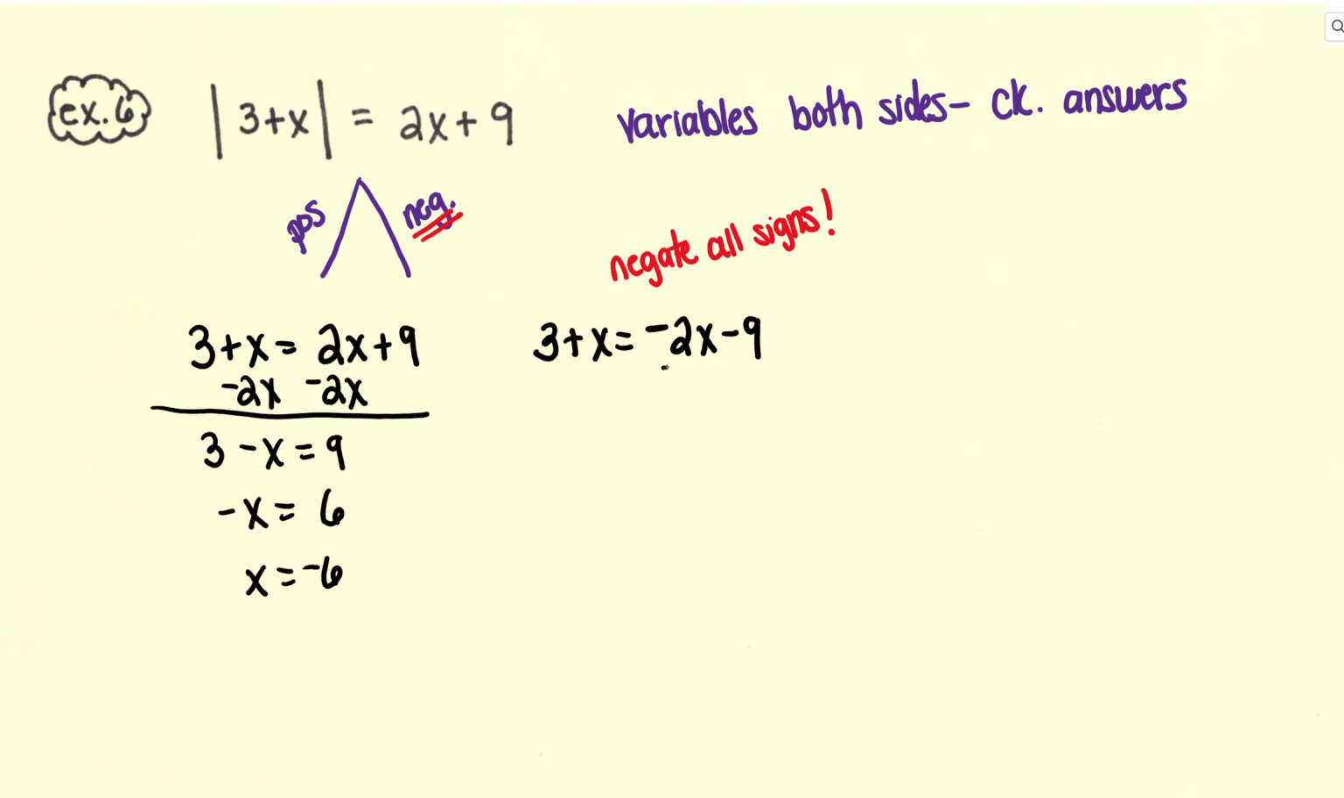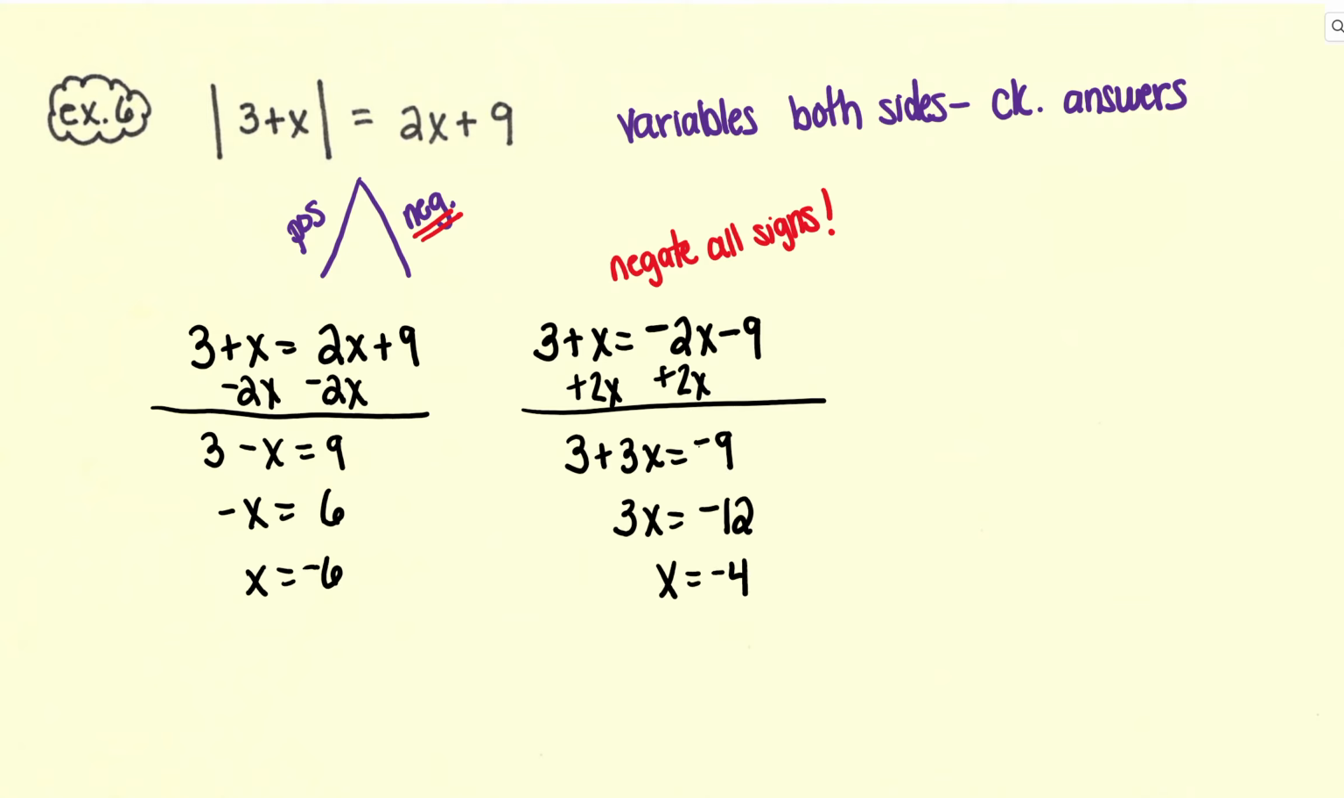Here, I'm going to add my 2x over. So as I add that over, I'm going to have 3 plus 3x equals negative 9. Don't lose your negative sign. Subtract your 3. So negative 9 minus 3 is negative 12, and divide, and you get x is negative 4.